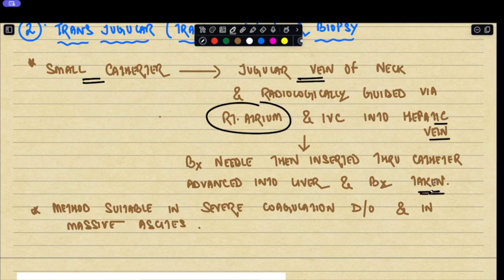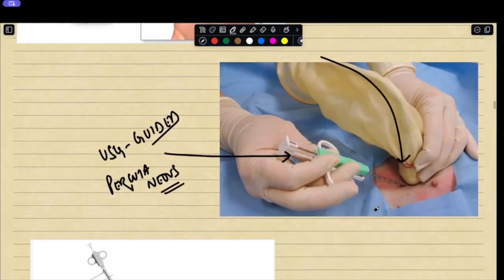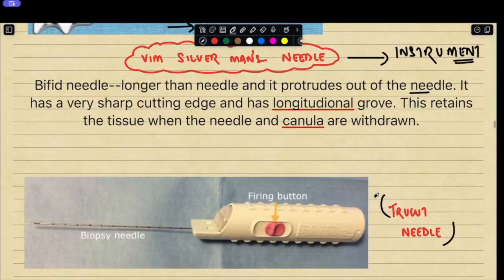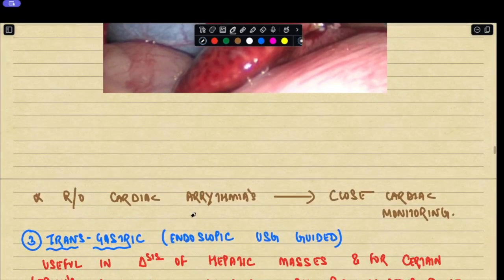This method is suitable in conditions where there are relative contraindications, like massive ascites or severe coagulation disorders. In such cases we can go for the transvenous or transjugular route. Remember one important point: because you are entering the right atrium and the IVC, there is a risk of cardiac arrhythmia. So you have to do close cardiac monitoring while carrying out the procedure.